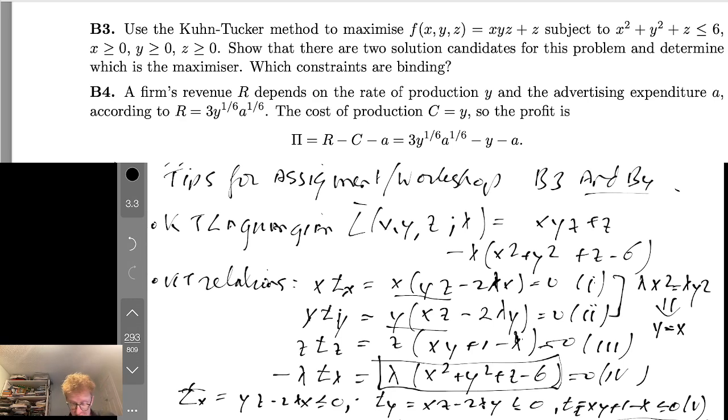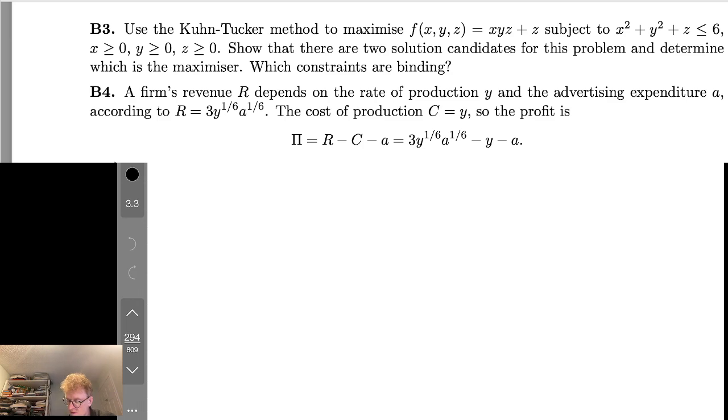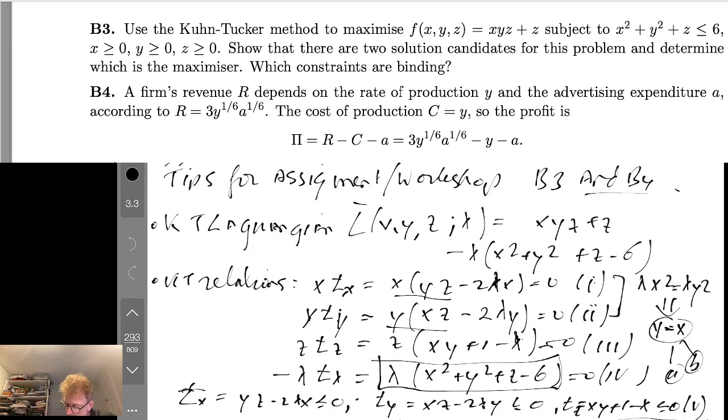Then we can put y as x, and continue from there. We can put y as x back in 1, for example, and then it splits up in two cases, a case A and a case B, so you can do that. So that was B3.